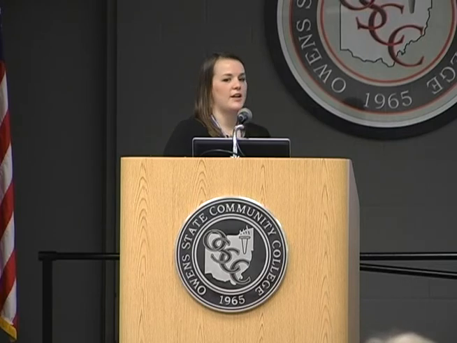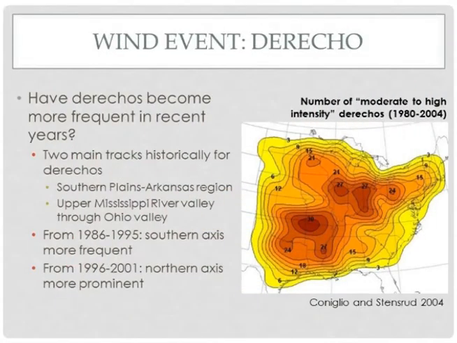Unfortunately, there is not a lot of recent research that talks about the climatology of derechos. The last study that was done in the eastern United States was back in 2004. And it looked at the number of moderate to high intensity derechos, and this is a figure showing the climatology, or the number of those derechos, over about 2 decades. And what this study found is that there are typically 2 main tracks that these derechos take across the United States.